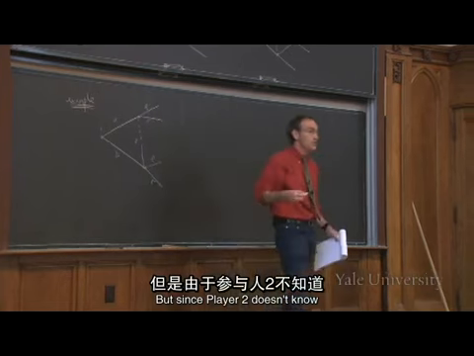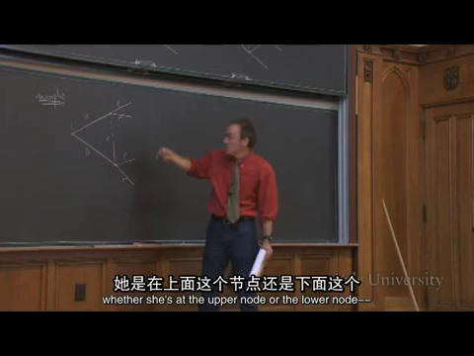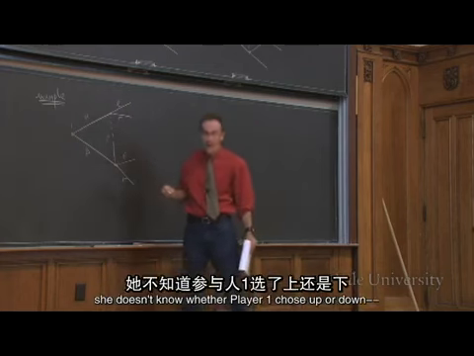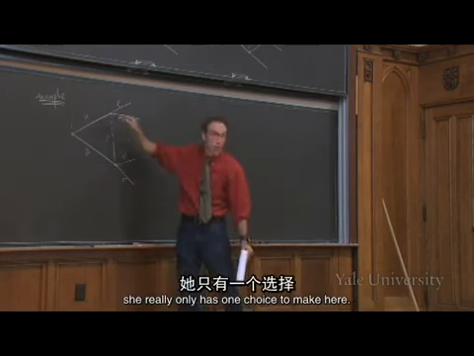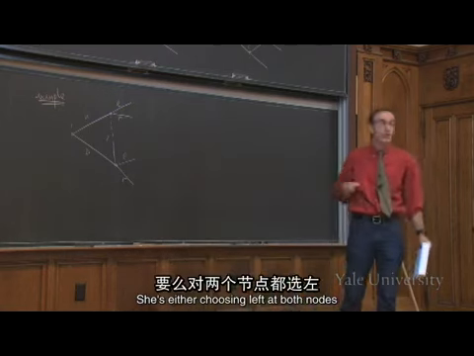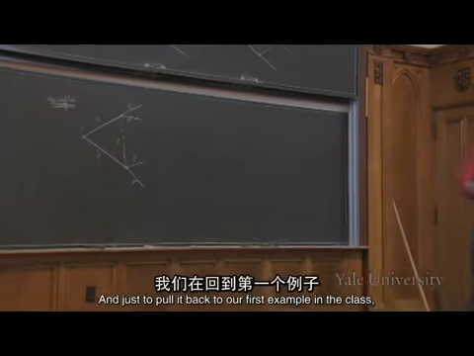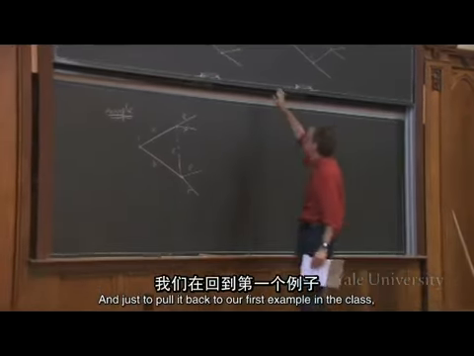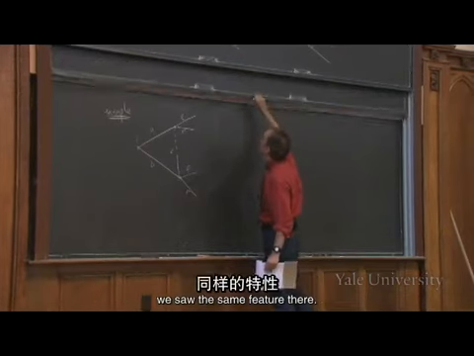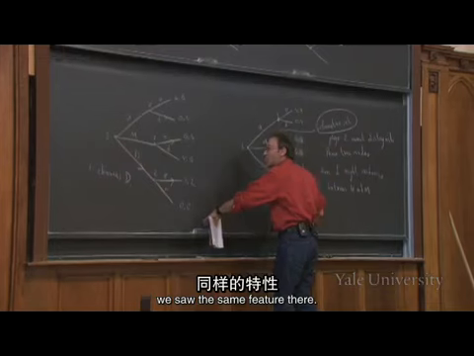But since player 2 doesn't know whether she's at the upper node or the lower node, she doesn't know whether player 1 chooses up or down, she really only has one choice to make here. She's either choosing left at both nodes, or she's choosing right at both nodes. And just to pull it back to our first example in the class, we saw the same feature there.